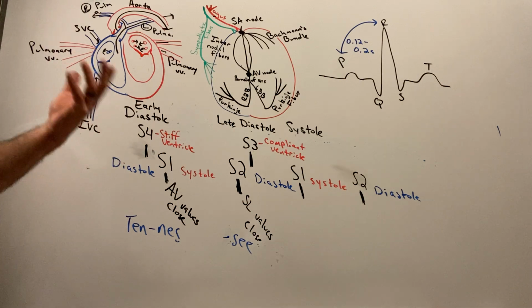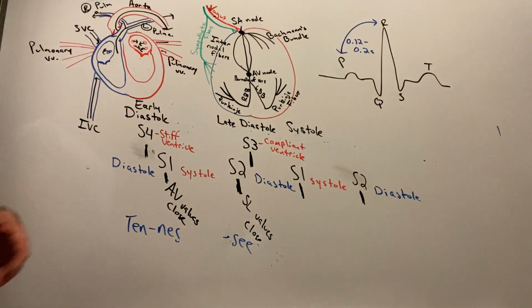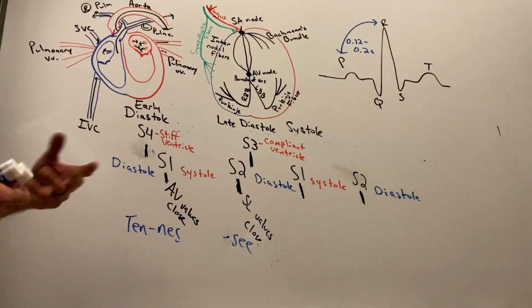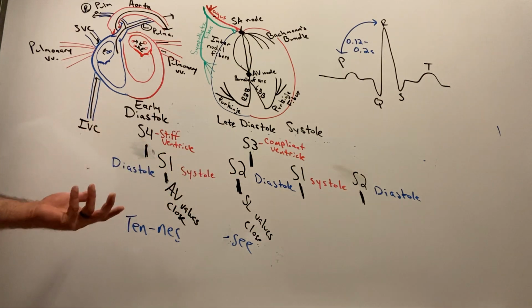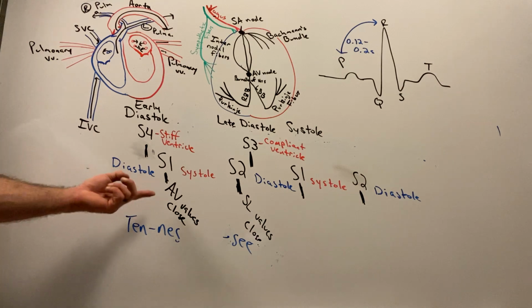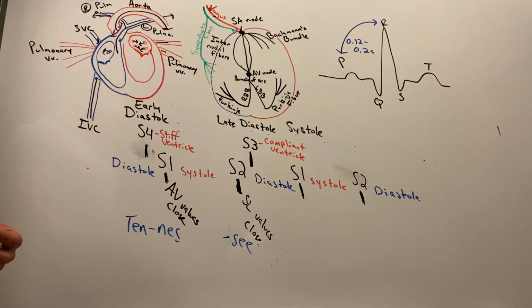So S3, there's an overly compliant ventricle. S4, the ventricle's stiff. S3 is happening early in diastole, so right after S2. S4 is happening late in diastole, so right before the AV valves close, so right before S1, okay?